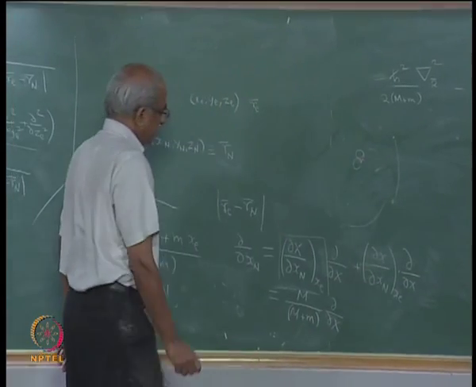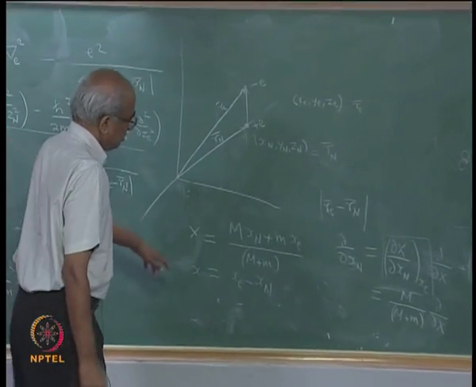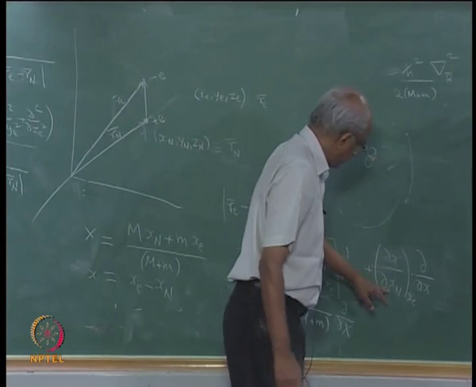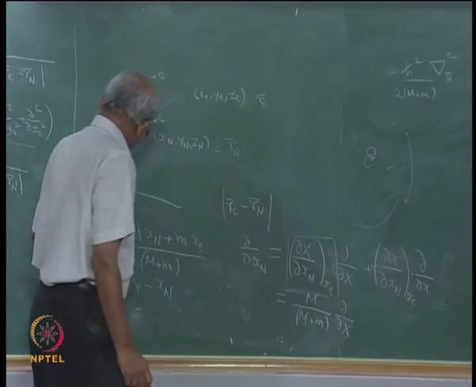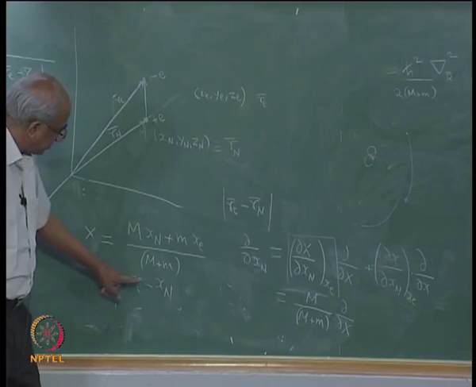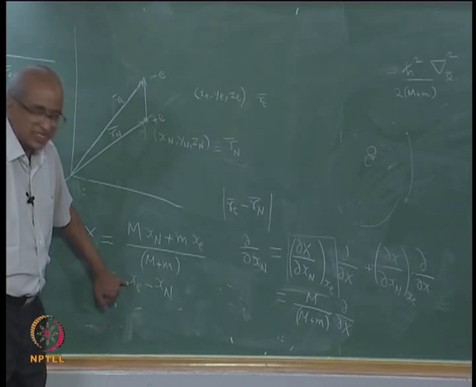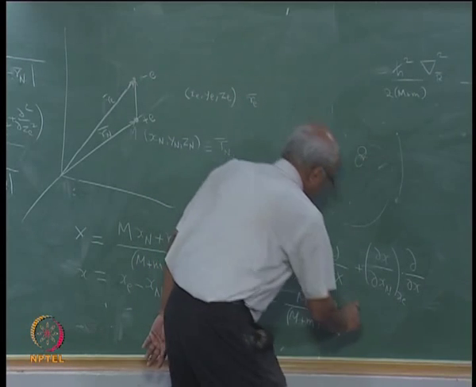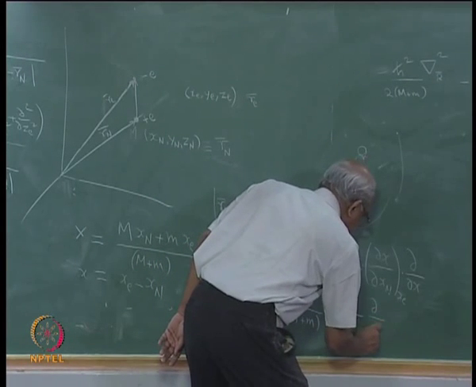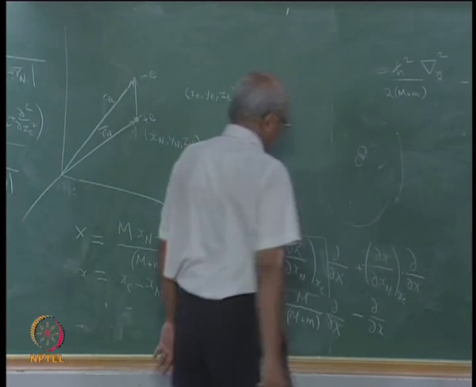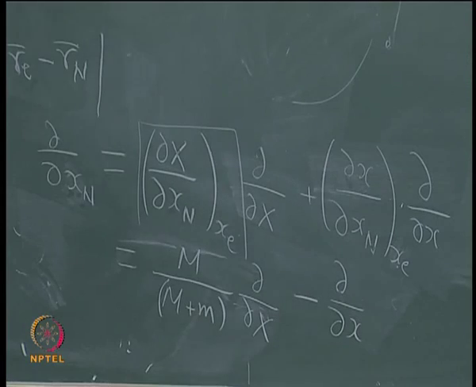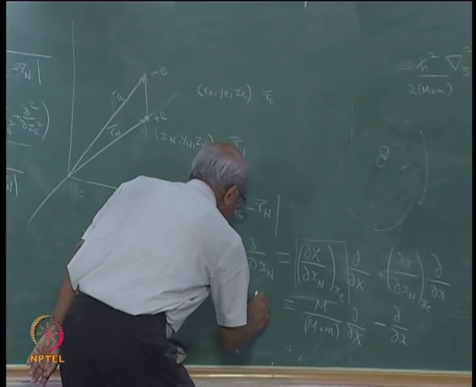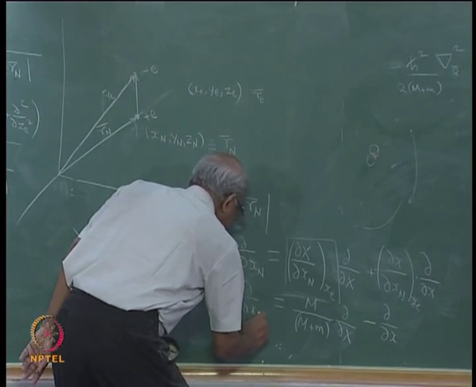What is the next term? See here, dou x by dou x n. So, this is to be differentiated with respect to x n, keeping x e constant. So, the answer is minus 1. So, therefore, you will get minus dou by dou x. Is that fine? So, dou by dou x n is just that.